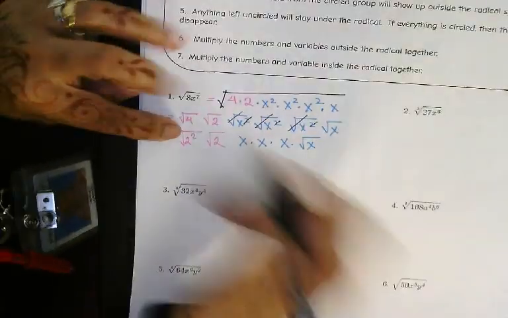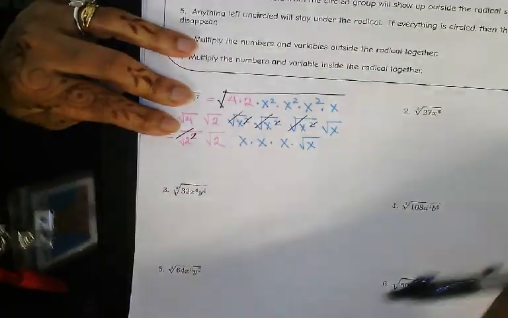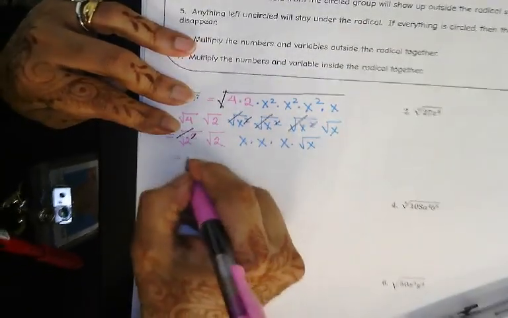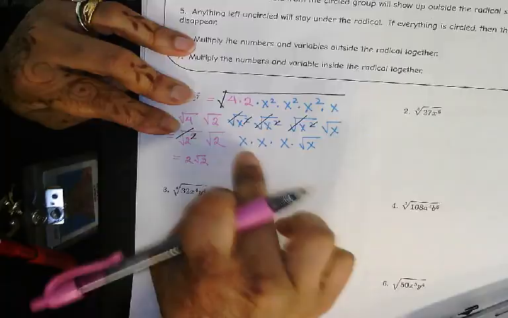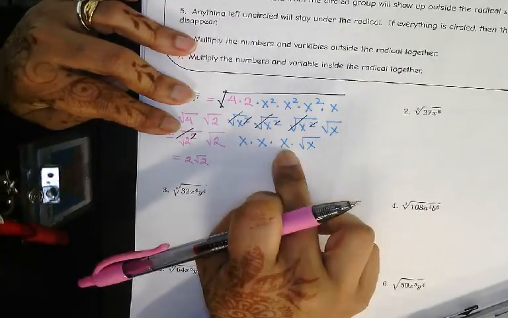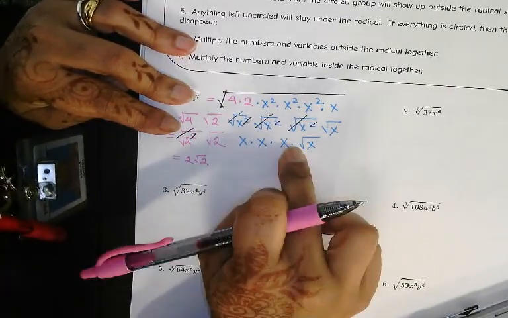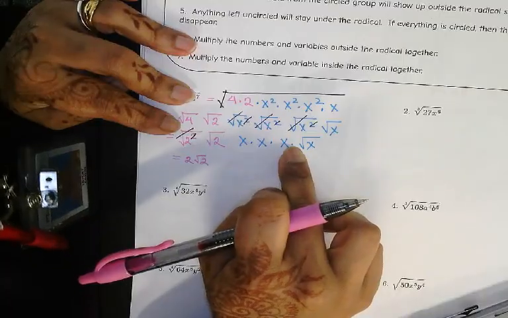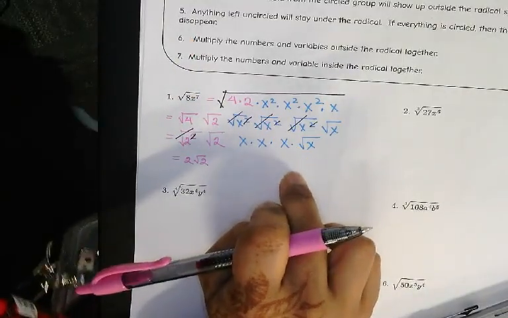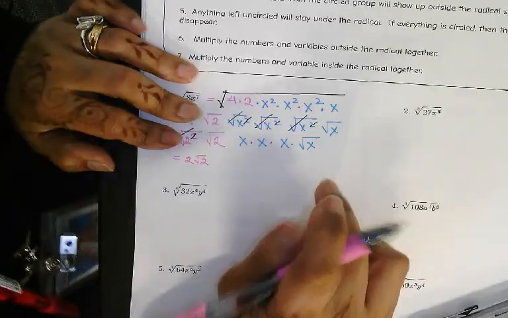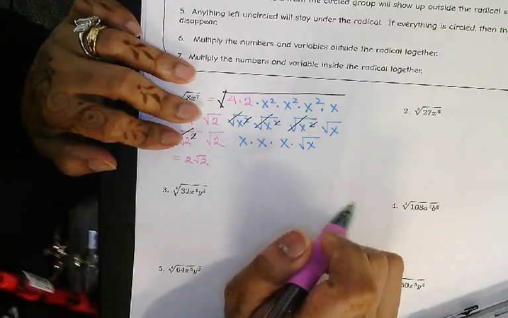Now over here also, this is going to cancel each other. So I have 2 square root of 2. What do we get here? What do I get over here? One more time. What do I get over here? X cubed, not 3x. We're not adding, we're multiplying.